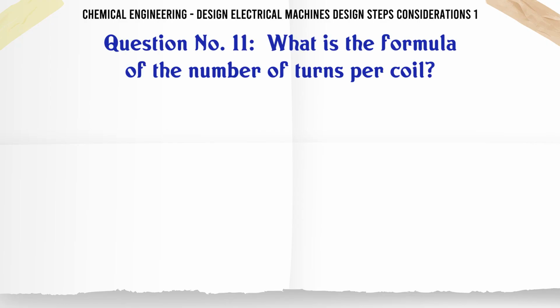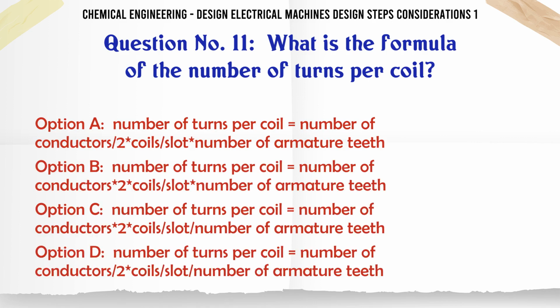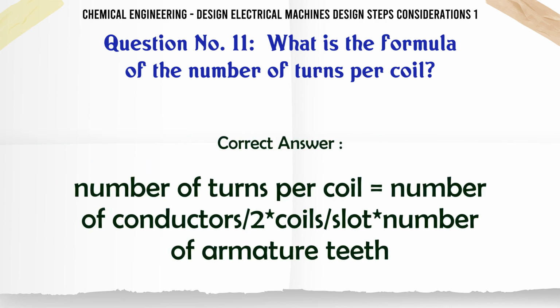What is the formula of the number of turns per coil? A. Number of turns per coil = number of conductors / (2 × coils × slot number of armature teeth). Options B, C and D are stated identically. The correct answer is number of turns per coil = number of conductors / (2 × coils × slot number of armature teeth).